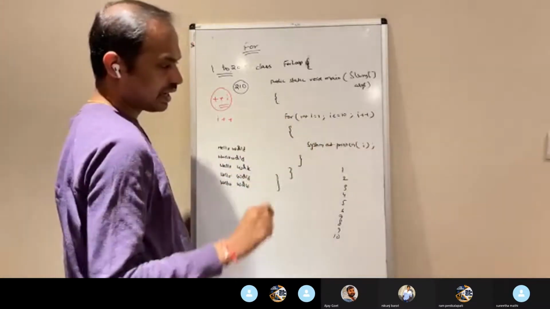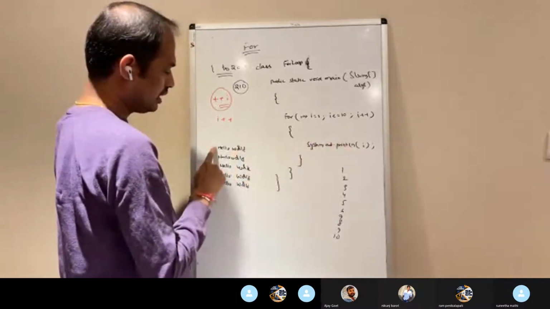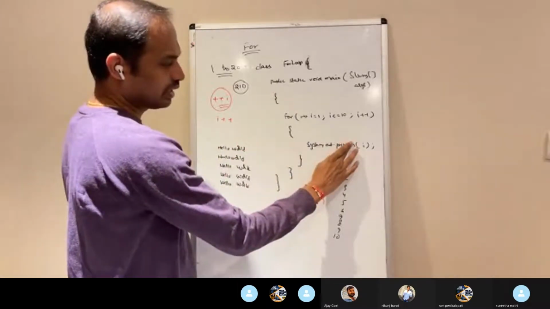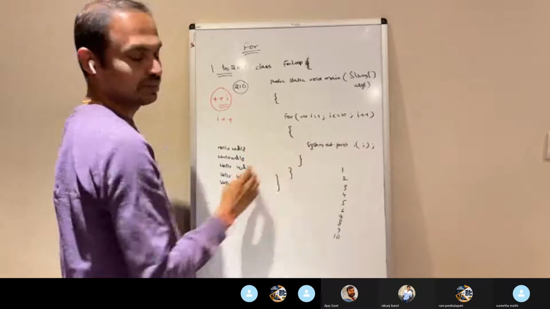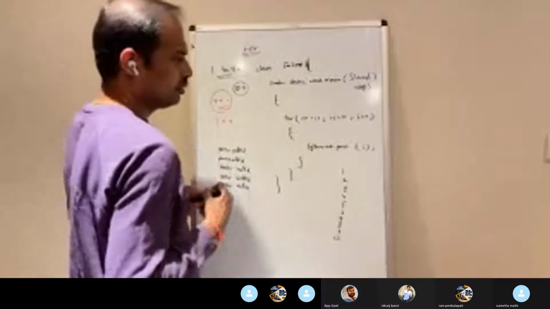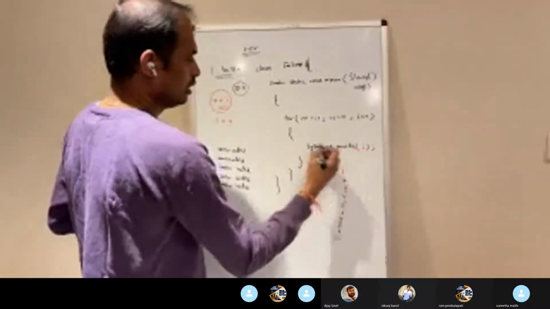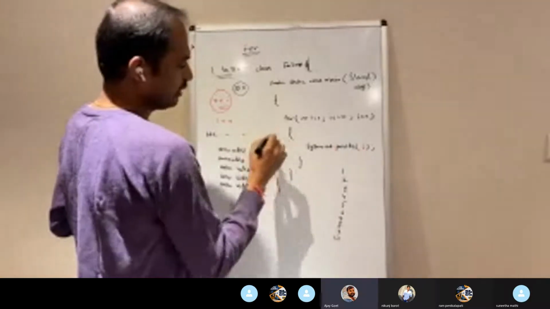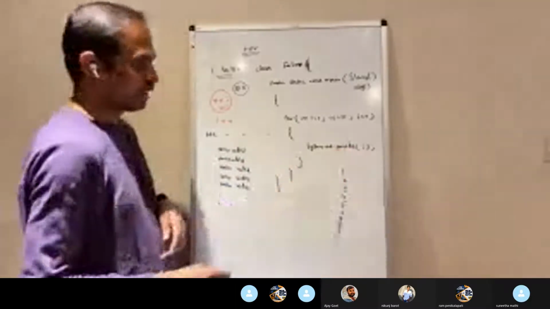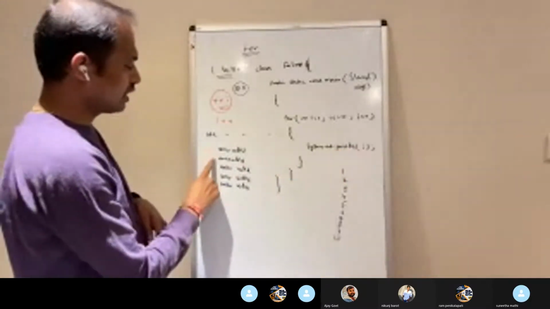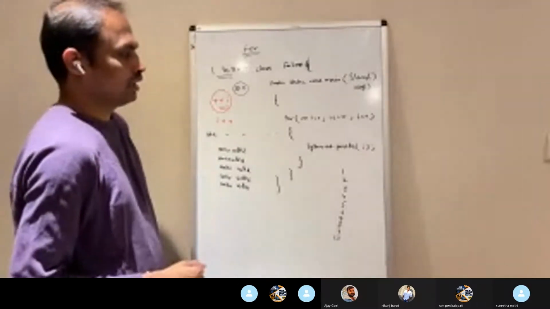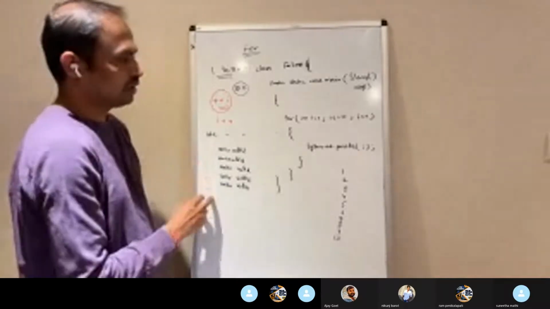So println, new line, right? Once it prints, the cursor will come here and stay here. If I remove this ln, all will be printed in the same line, hello world, hello world, hello world 5 times like this. So I'm writing new line. ln is new line. Once it prints, the cursor will come and stay on the next line. So that is the way you should print.